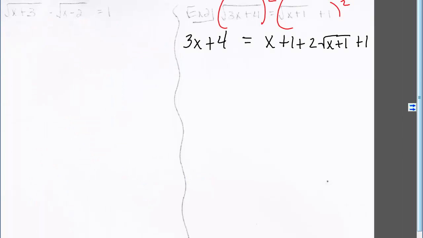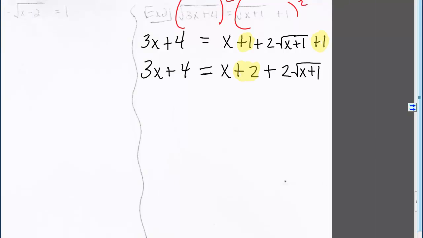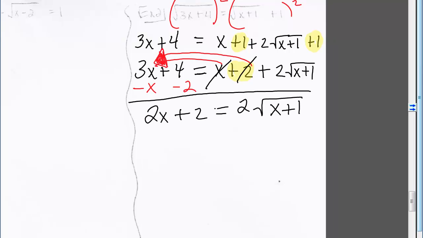Example 2. There is a radical already on each side of the equation, so we square both sides. Combining like terms on the right-hand side of the equation gives us 3x plus 4 equals x plus 2 times the square root of x plus 1. I still need to isolate the radical that's left, so I move x and 2 to the other side of the equation and subtract them.